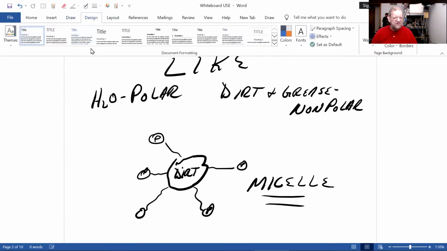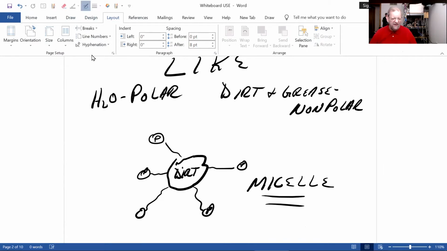Now, how does this work? Water, which sees the micelle, says, oh, you're polar, because all water sees is the polar outside of the micelle, the soap molecules surrounding the dirt. Water says, micelle, I'm polar, you're polar, let's go down the drain together. And they do, and that's how the dirt gets off your hands.